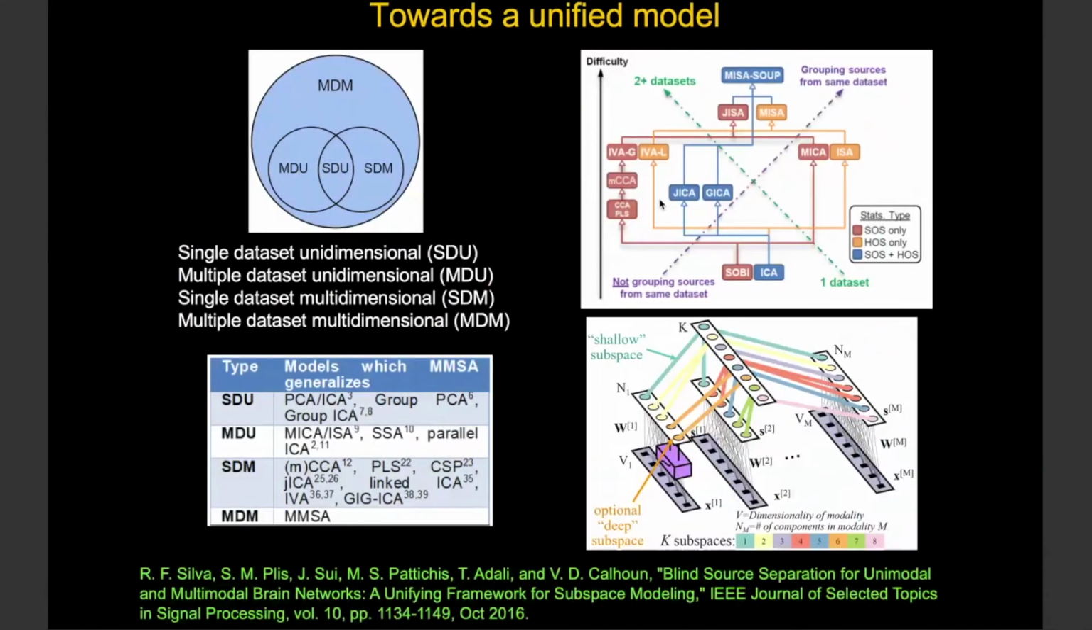And so we're trying to do this, and this is a framework that we're developing that tries to unify a lot of the linear decomposition approaches: PCA, group ICA, parallel ICA, linked ICA, et cetera, lots of acronyms. But it's all put within one framework. So then we can compute a single cost function and compare these different algorithms more directly.